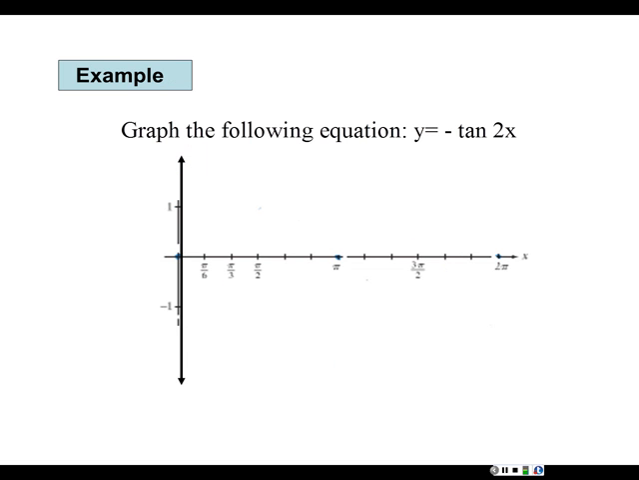So how do we proceed? Let's try to match the equation first. Let's write the equation. Y equals minus tangent 2x. Now from here, what do we know? We know that A is minus 3, but the absolute A is 3. We know that B is 2.